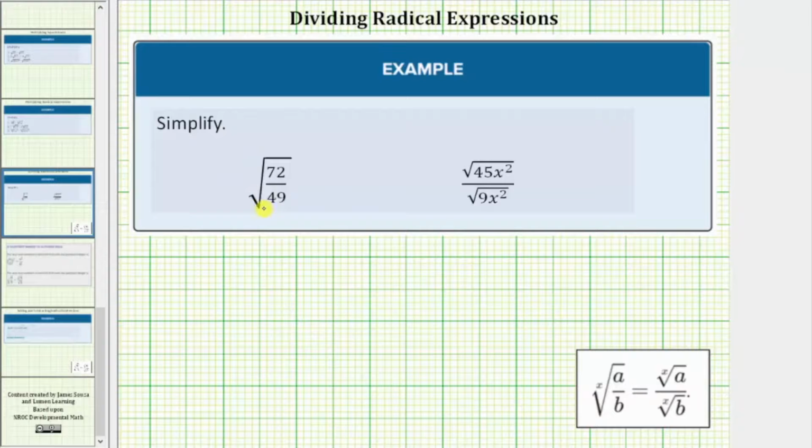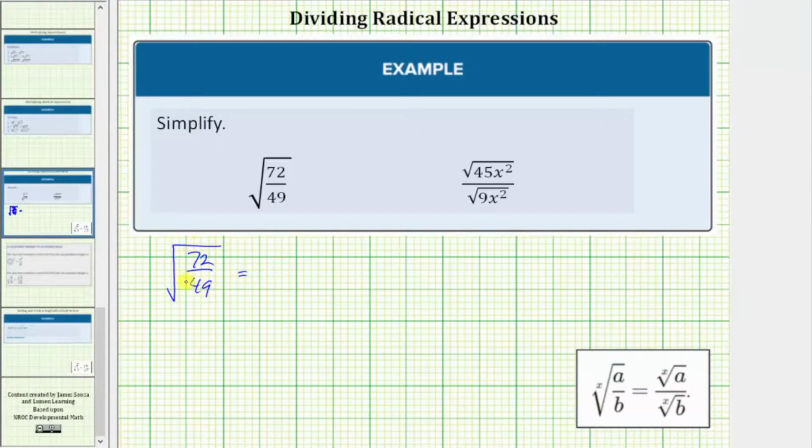We are asked to simplify the given radical expressions. A radical expression is not considered simplified if it contains a fraction under the radical or if there's a radical in the denominator. So looking at our first example, notice how the fraction does not simplify, and we have the square root of 72 divided by 49.